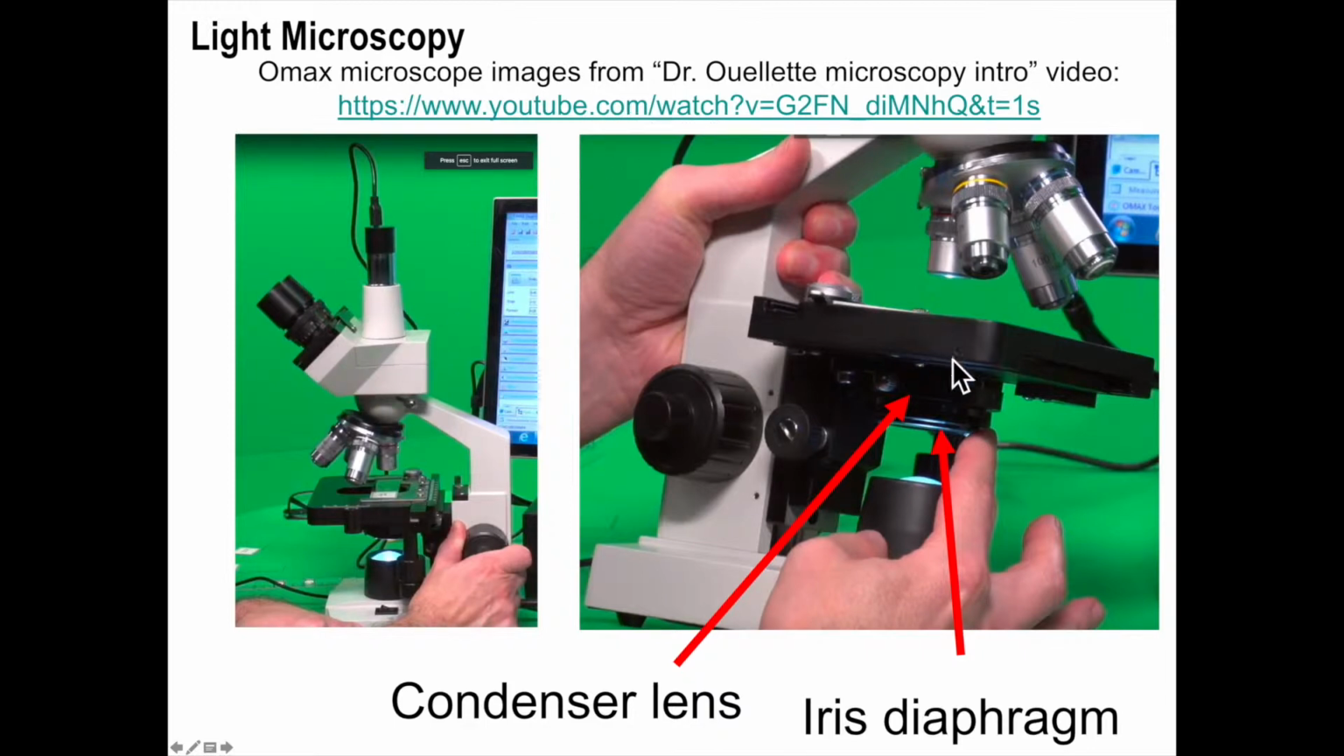But I just kind of want to point out that the condenser lens is up here and the iris diaphragm is down there. And the iris diaphragm is really your friend, and you'll find that when you change magnification, as I talk about in the lab video, using that iris diaphragm to change the light or the slider can make a huge difference in what you can see.